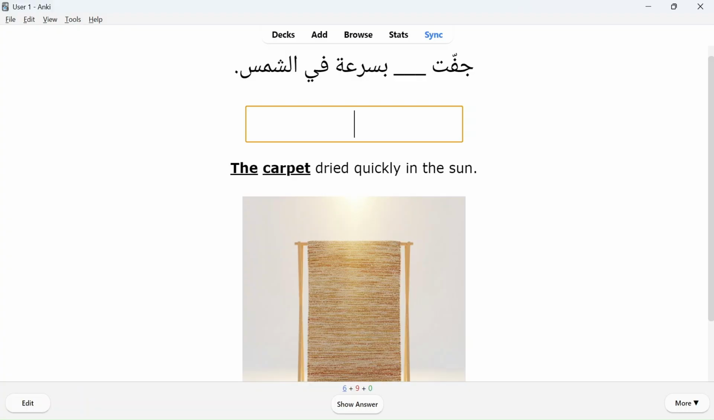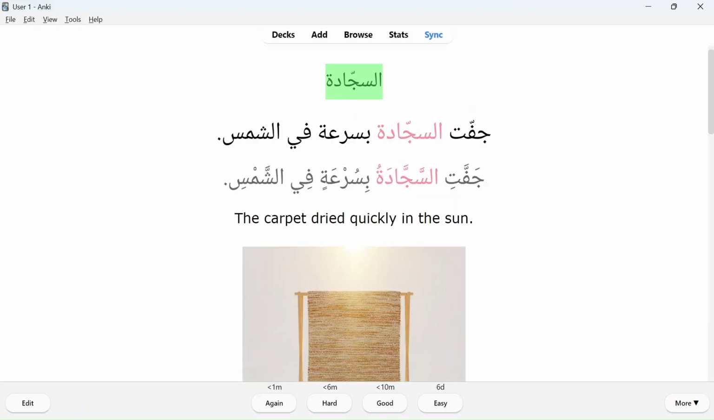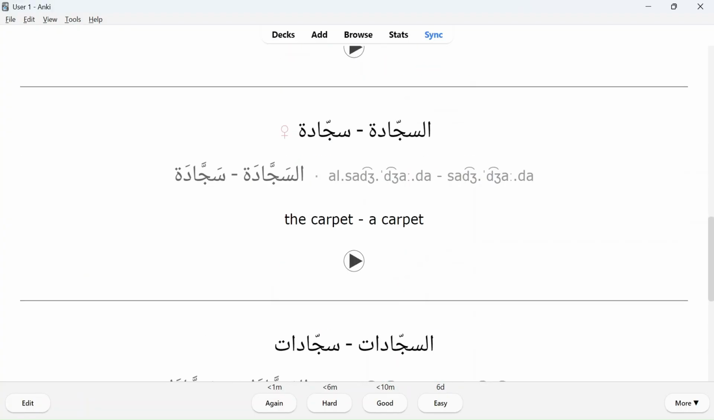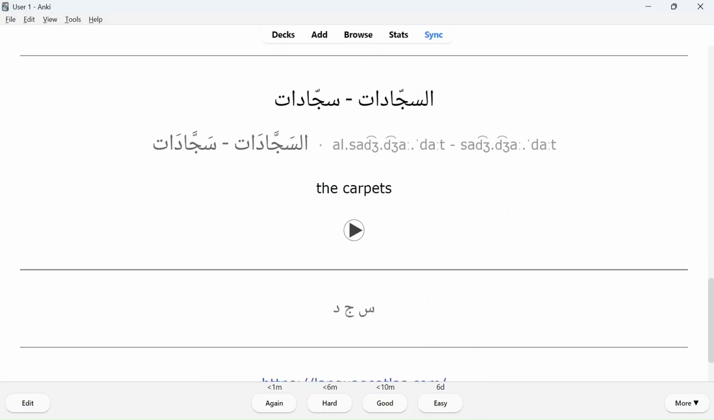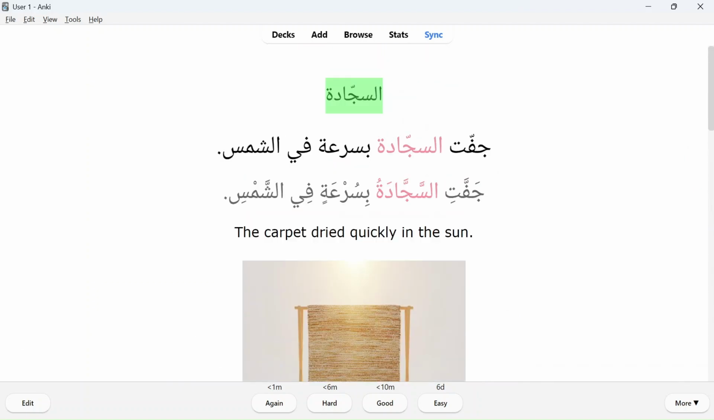So let's see what happens if I spell the word correctly. جفت السجادة بسرعة في الشمس. Great. So if you enter the word correctly, Anki shows it as green. This is a nice little feature of Anki that whenever you type in the correct answer, it shows it as green. So you get immediate feedback on whether you did it right or wrong.